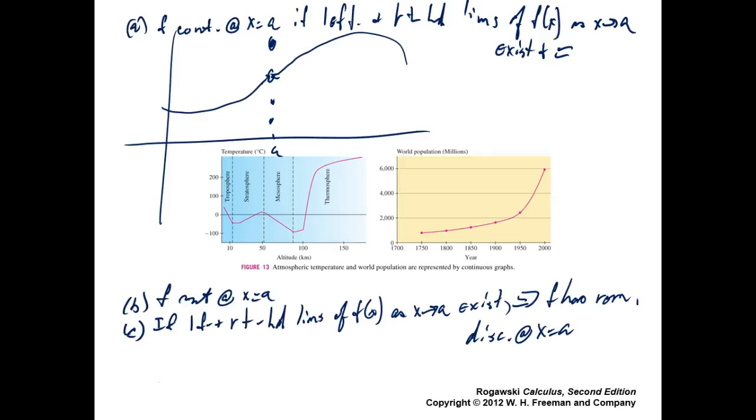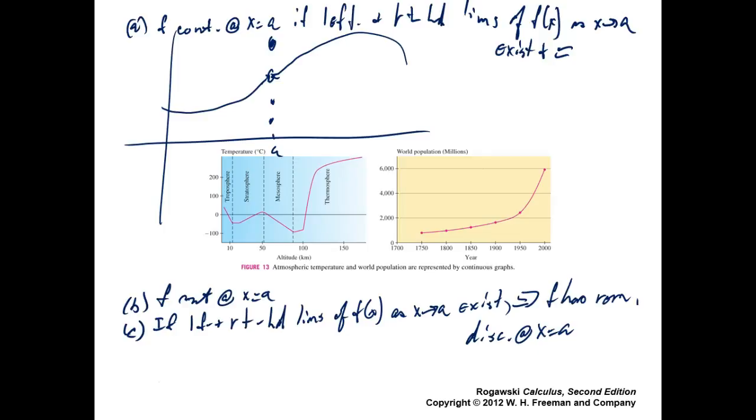I guess they get closer and closer to each other, but they don't have any value that they could ever come to. Yeah. So C was false. The correct statement is if the left and right hand limits of f of x as x approaches a are equal, but not equal to f of a, then it has a removable discontinuity.